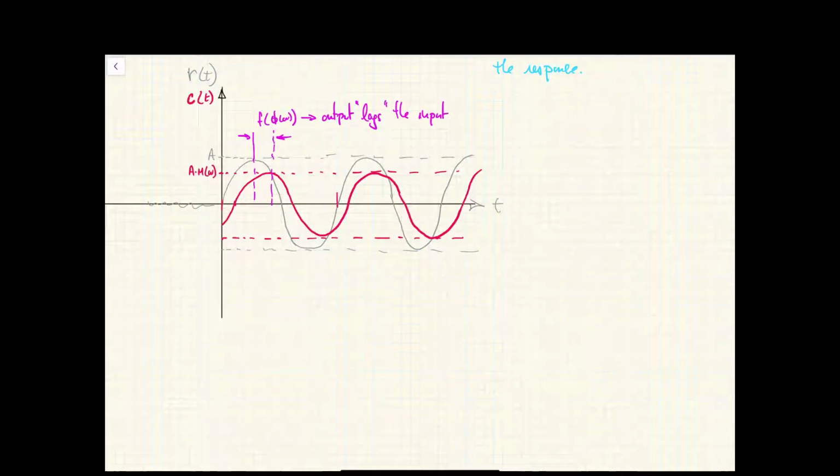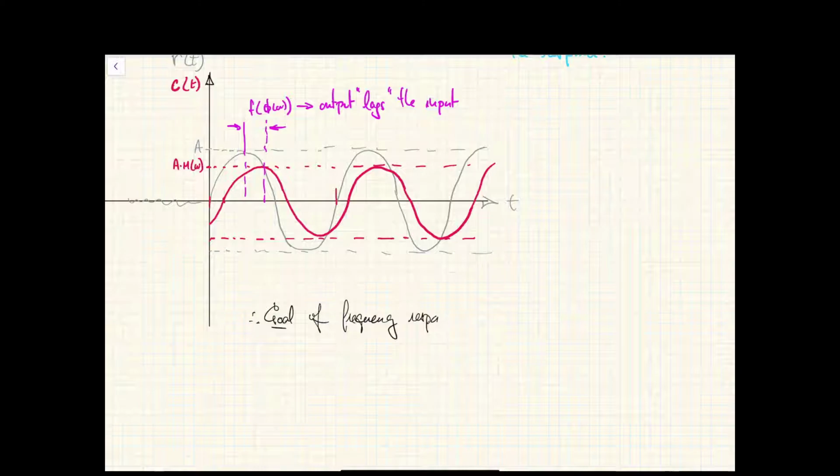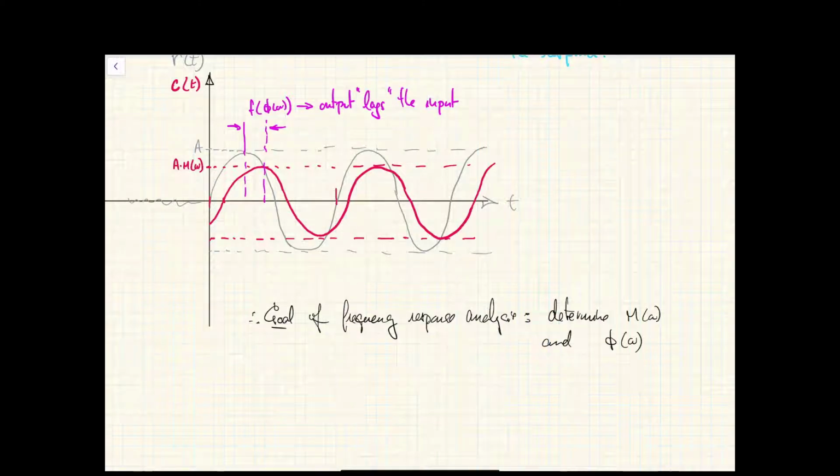Okay, so this is what this is all about. We're going to need to determine what that M of omega and what that phi of omega is. So the goal of frequency response analysis is to determine M of omega and phi of omega. This is what it's all about.